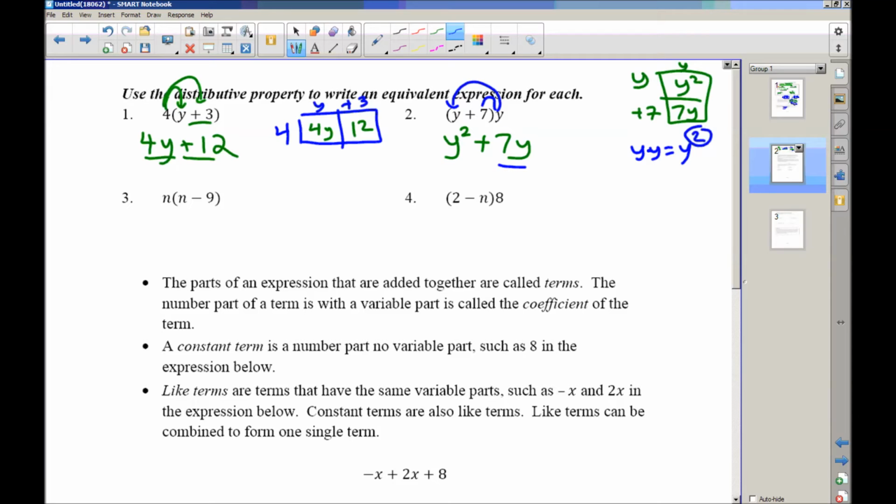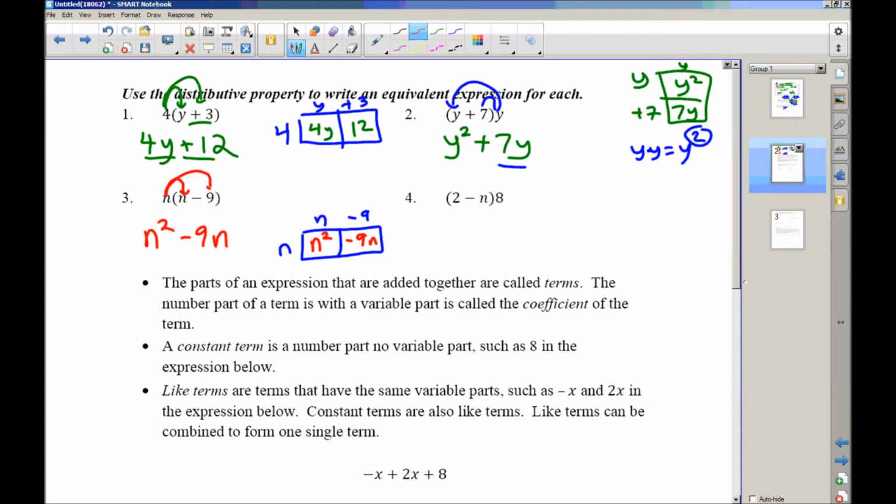Number 3, we'll do the area model first. So we have n and minus 9. So I do n times n. Once again, this gives me n squared. And n times minus 9 makes minus 9n. Okay, jump the fence method. N times n is n squared. N times minus 9, minus 9n.